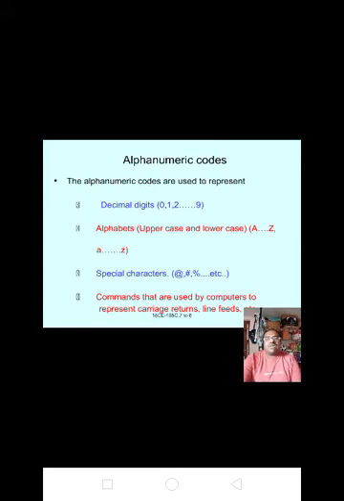Next, alphanumeric code. These are used to represent decimal digits 0, 1, 2, 3, 4, 5, 6, 7, 8, 9, alphabets uppercase and lowercase, that is A, B, C, D, E, F, G, H, I, J, K, L, M, N, O, P, Q, R, S, T, U, V, W, X, Y, Z, both uppercase and lowercase. Next, special characters like at the rate, hash, percentage, etc. Next, commands that are used by computers like carriage return, line feed, etc. are also used by the alphanumeric code.